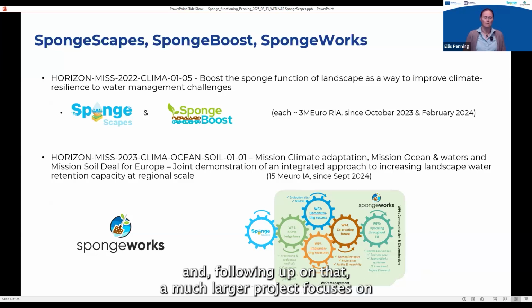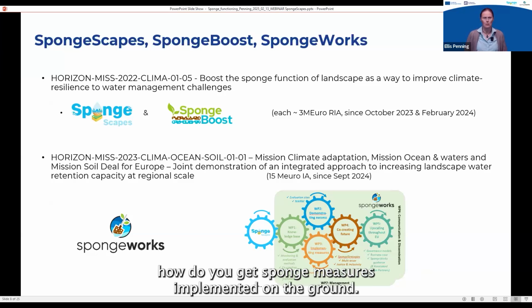And following up on that, a much larger project that also works on, okay, how do you get this implemented on the ground?